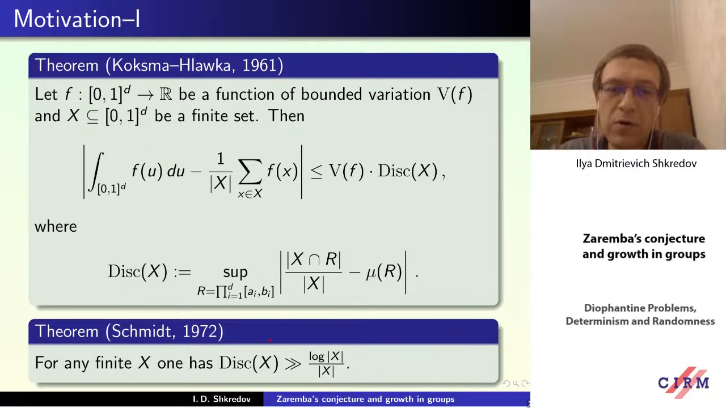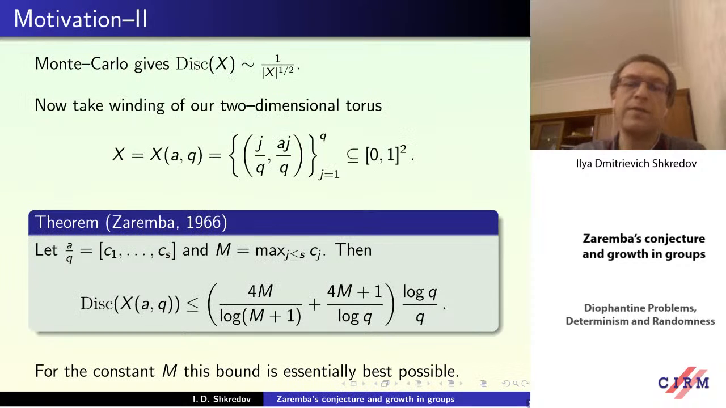So that's the lower bound, and we want to find the same upper bound. And I should say that if I take my set X to be a random set, then the discrepancy will be very nasty. The discrepancy is more or less 1 over square root of X. And thus, my X should be non-random and some specific set.